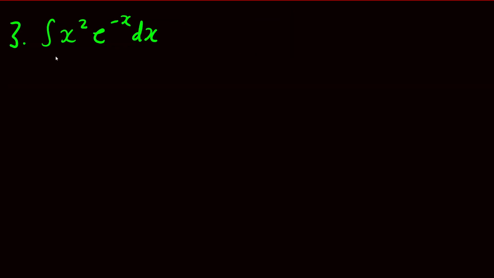All right, here's our next question. Integral x squared times e to the negative x dx. Again, we're going to use integration by parts. This is how you know it's integration by parts: if it's a multiplication of two different forms of math, that's how I think about it. If it's an algebraic expression times an exponential, then I know I have to use integration by parts. Or if it's an exponential and a trig, then I know I have to use integration by parts. Stuff like that.